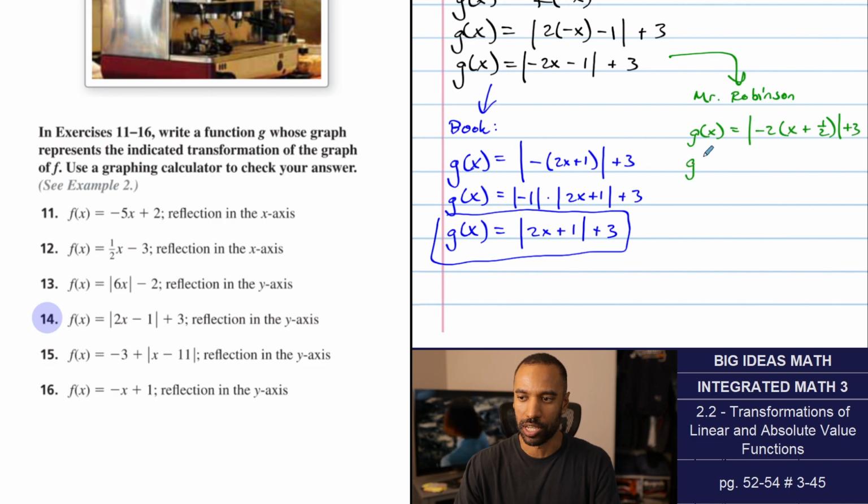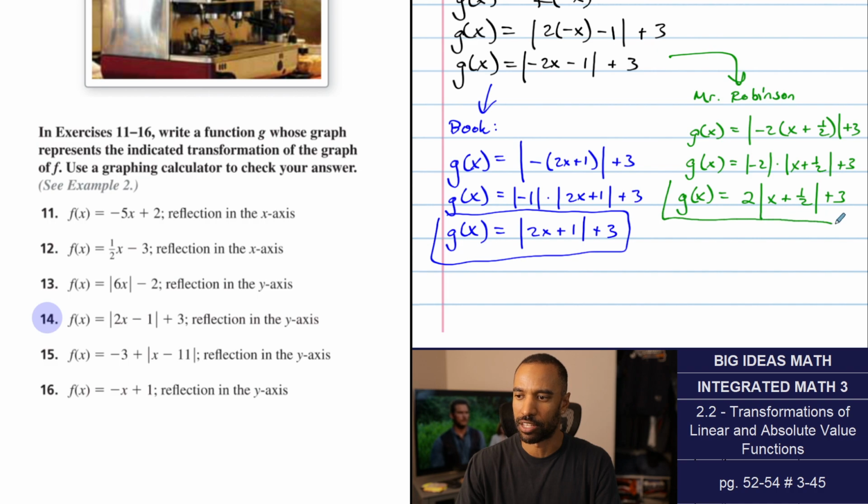And the same thing happens here where the negative 2 gets its own absolute value bit. And then absolute value of negative 2 is positive 2. So I'm going to rewrite it like this. Positive 2 times absolute value of x plus 1/2 plus 3. So that's my version of the answer. Either one should be fine. They should be simplified versions of what you have.